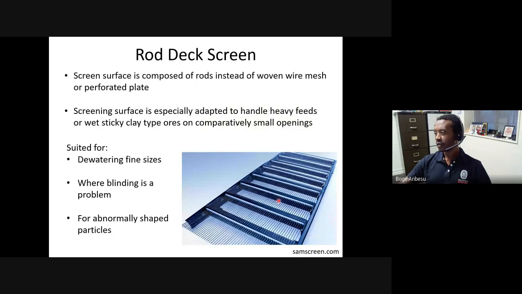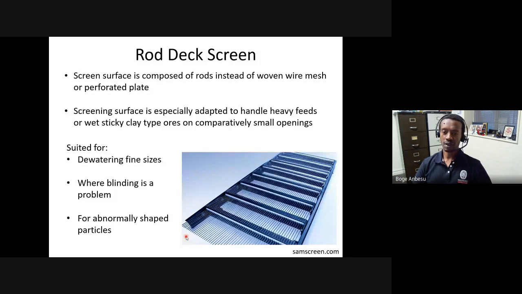Again, the rod deck screen, as you can see in this image here, you basically line rods in parallel to each other, and you feed material from this end. As the material usually goes down under the influence of gravity, fine particles will pass through and coarse particles will make their way here. And that's how we separate them from one another. And again, this is a very common screening surface, especially as I mentioned earlier, when you're dealing with very large rock. Okay, heavy duty operations can be performed using rod decks.